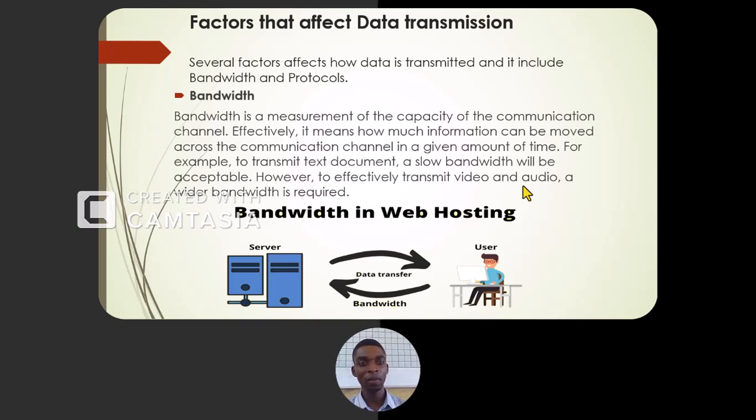Bandwidth is a measurement of the capacity of a communication channel. Effectively, it means how much information can be moved across a communicating channel in a given amount of time. For example, to transmit a text document, a small bandwidth may be required. But if you are transmitting videos or audios, to do this effectively you need a wider bandwidth. So this talks about the bandwidth, which is a factor that affects data transmission.